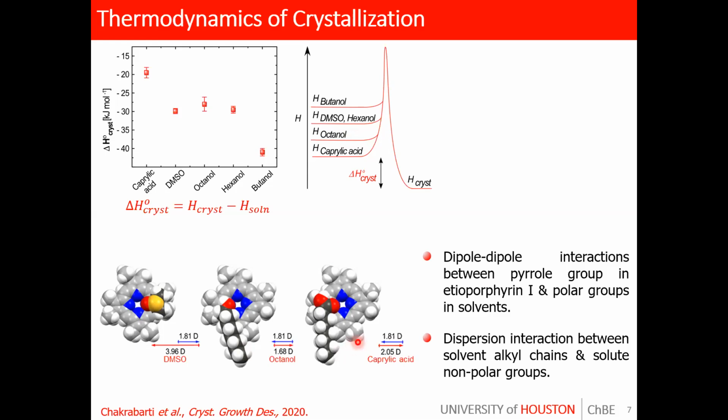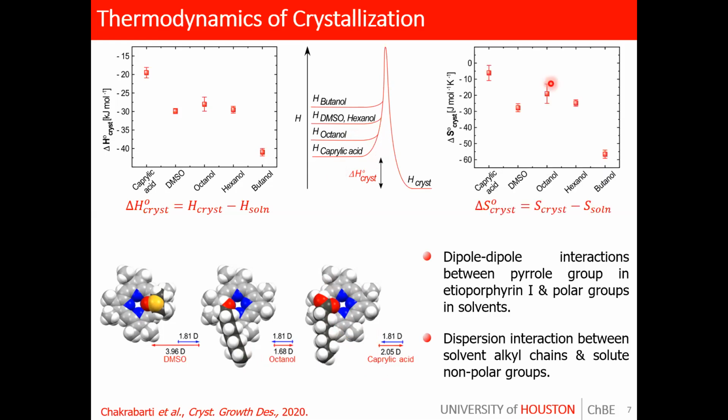When we look into caprylic acid, we know that it has a substantial amount of dipole-dipole interaction with the pyrrole groups of etioporphyrin and a long aliphatic chain, very comparable to that of octanol. And thus it has a strong van der Waals interaction as well. And hence it has the lowest solution enthalpy of all the solvents.